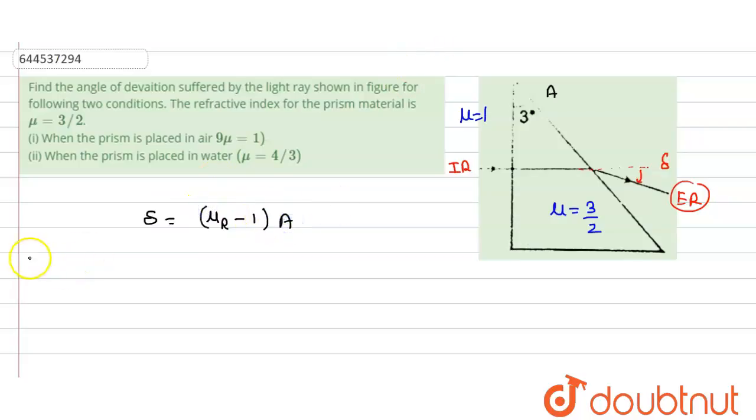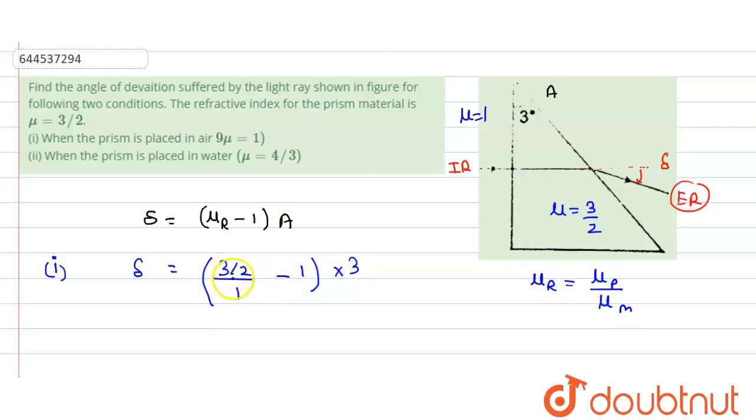Okay, now in the first case, we first calculate what would be the delta. What is mu relative? The refractive index of the prism is 3 divided by 2. Now the relative refractive index, mu r, would be equal to the refractive index of the prism divided by the refractive index of the medium in which we have placed it. Now in this condition, we have placed it in air where the refractive index is 1, we subtract 1, and the A value is 3.